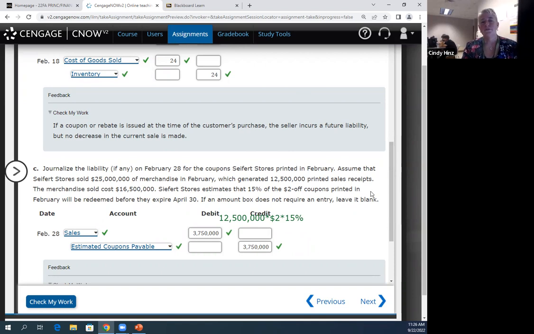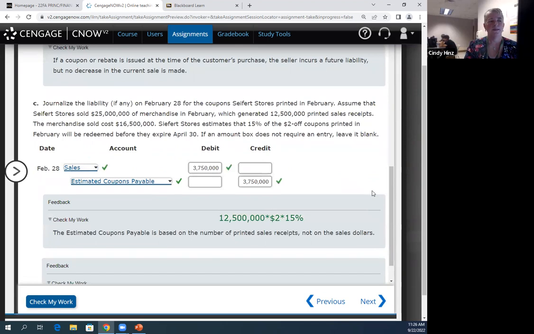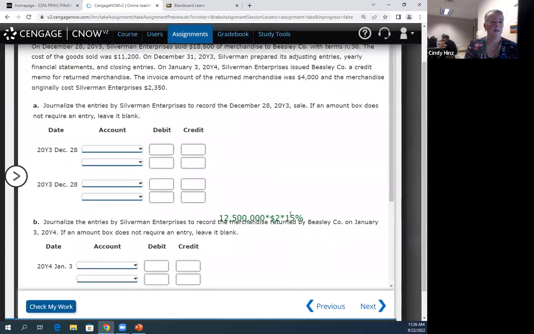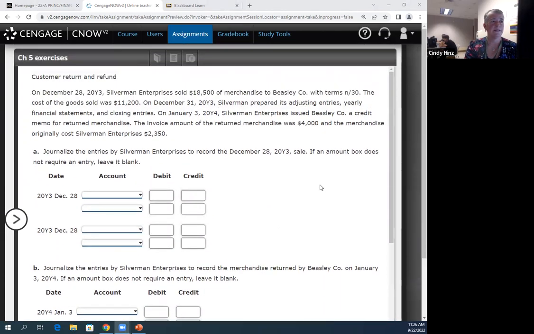Okay, any questions about that exercise? Okay, with where that number came from, why they need to report it, because it definitely is a material amount. But certainly, and I think everybody who answered agreed that it's not likely that all of those coupons would actually be redeemed in that March to April time period.